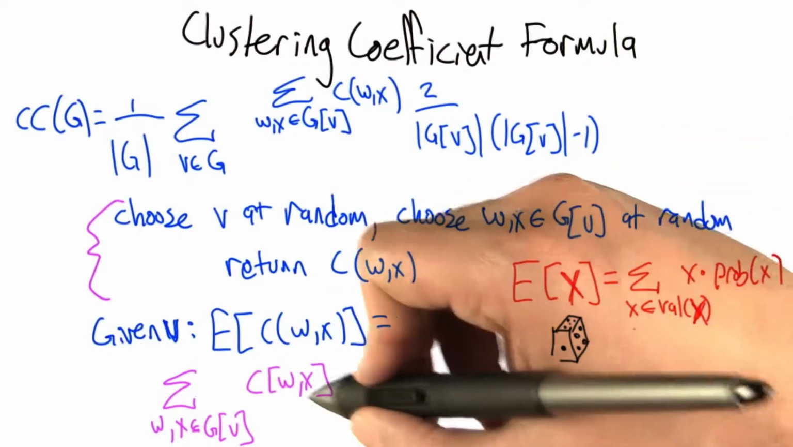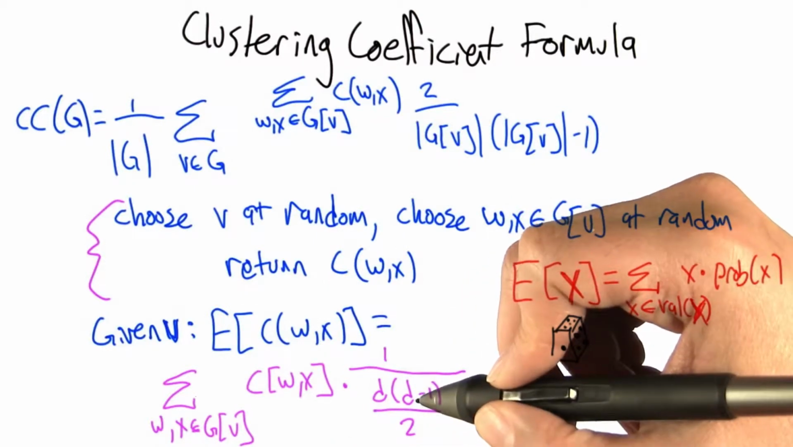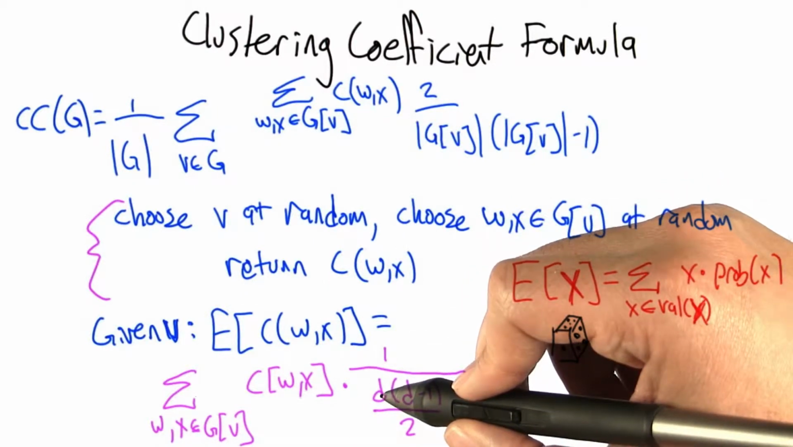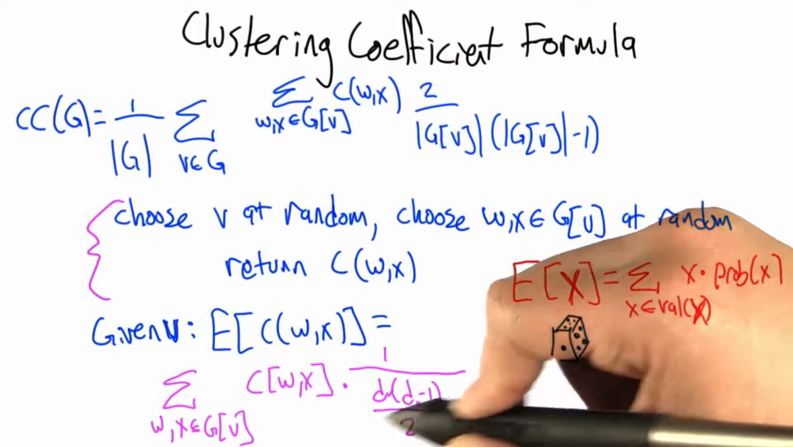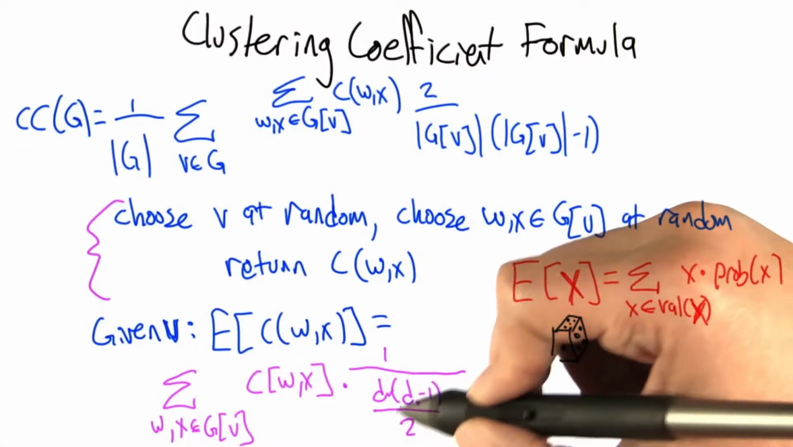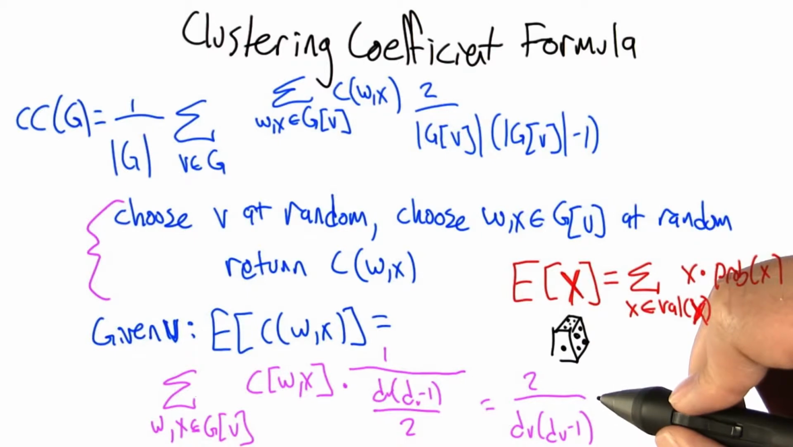And we need to multiply that by the probability that we pick that particular W and X. Well, all the W and X's are picked uniformly at random, and the number of different pairings of them is the degree of V times the degree of V minus 1 divided by 2. That's the number of different ways you can pair up a set of size dV. The reciprocal of that is now the probability that we pick any particular pair.